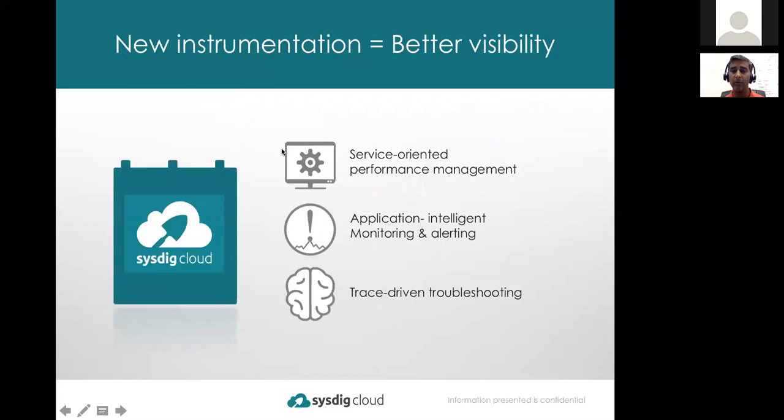With Sysdig Cloud, you really get 3 layers of visibility. First of all, service-oriented performance management. As we've talked about, you're moving away from the monolithic app concept and moving instead to modular services. So can we give you visibility in how those individual services are performing, regardless of where they're running? App intelligent monitoring and alerting means letting us help you automatically understand the apps that are running and give you the right data at the right time for those apps. And finally, trace-driven troubleshooting.